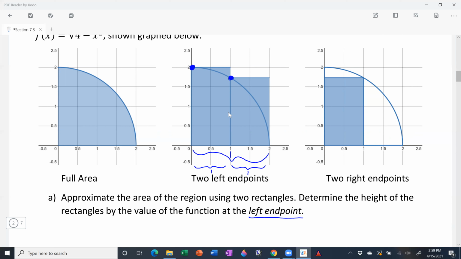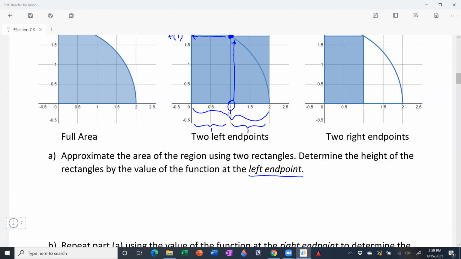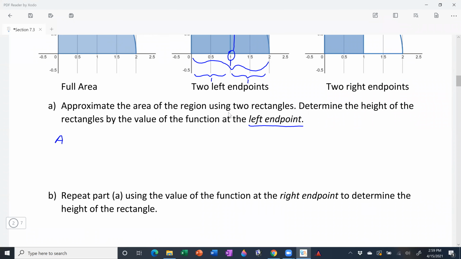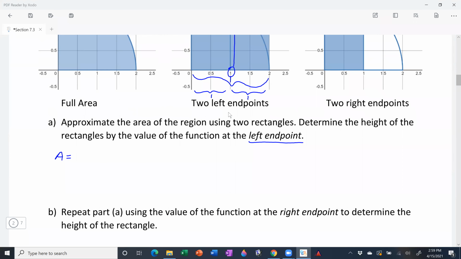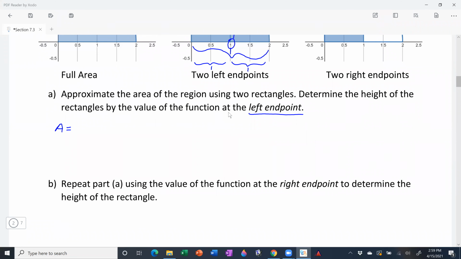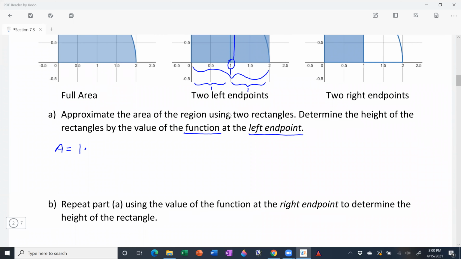But the nice thing is, if we plug in an x value of 1, then that's going to tell us the matching function value. I don't know what that is right now, but this is where our calculator is going to come into play. Okay, so here we go. I'm going to write this as the area equals, and I'm going to use the area formula for rectangles. All rectangles are length times width. So the width of each one of these rectangles is just 1. So it's going to be 1 times the left endpoint function values.